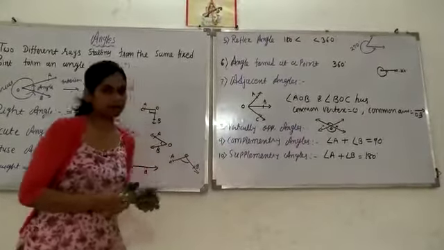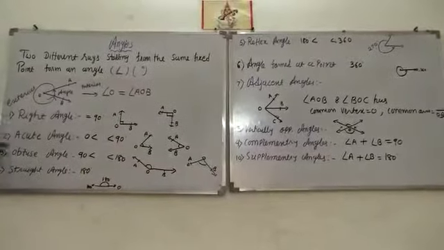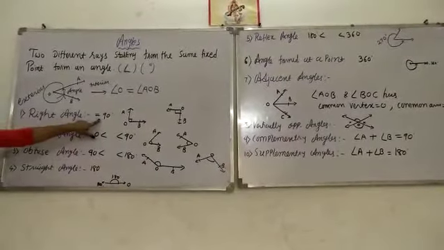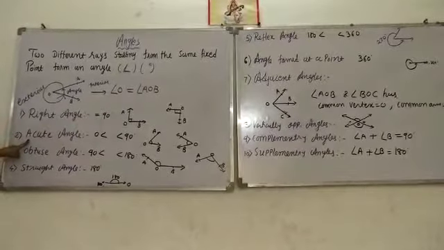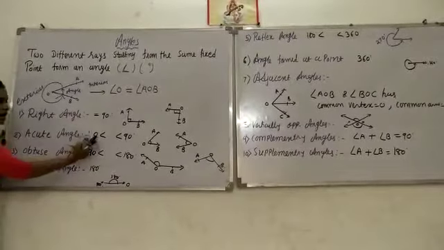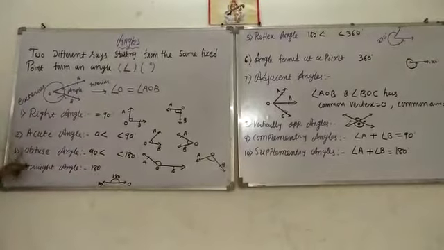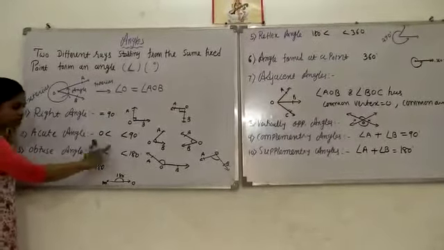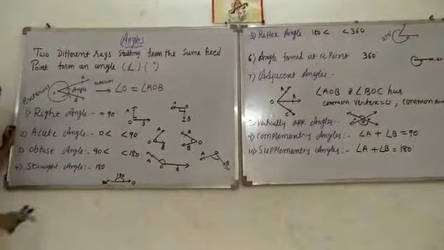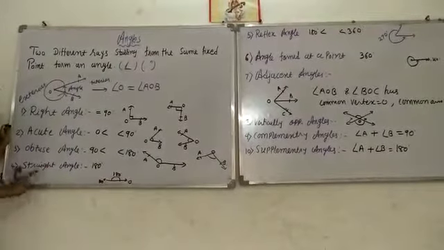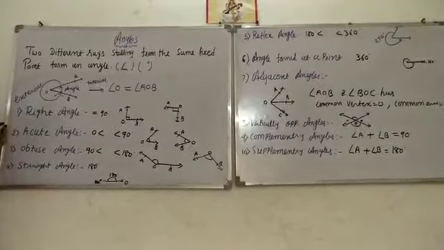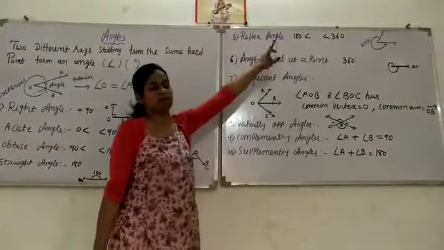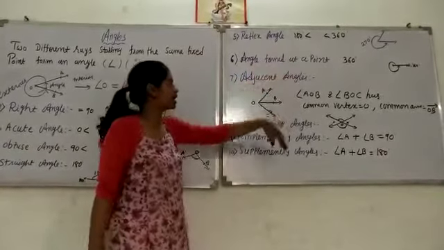Now I again revise all the types of angles. Right angle means those angles whose measurement is exactly 90 degrees. Acute angles are those angles whose measurement lies between 0 and 90. Obtuse angle means those angles whose measurement is greater than 90 and less than 180. Straight angle means those angles whose measurement is exactly 180 degrees. Reflex angle means those whose measurement lies between 180 and 360 degrees.